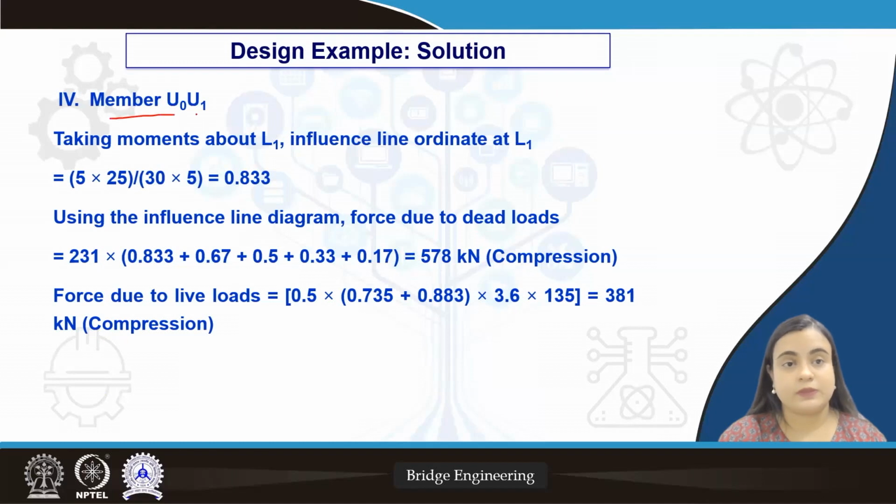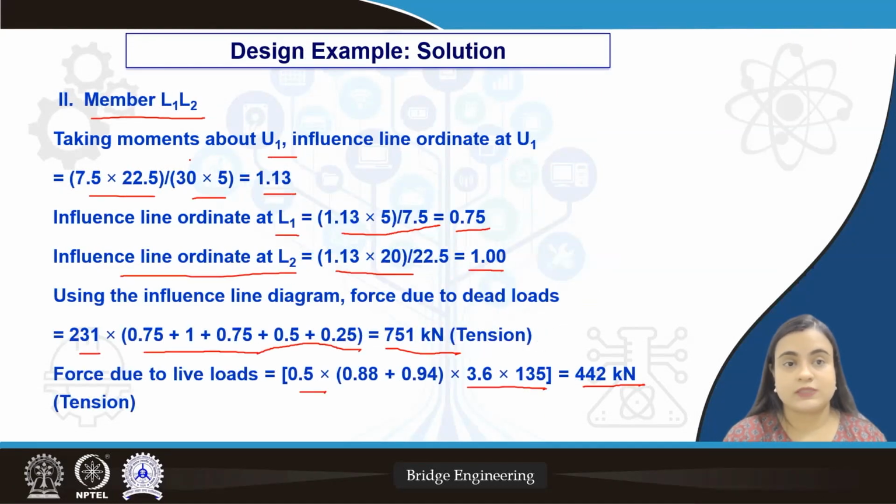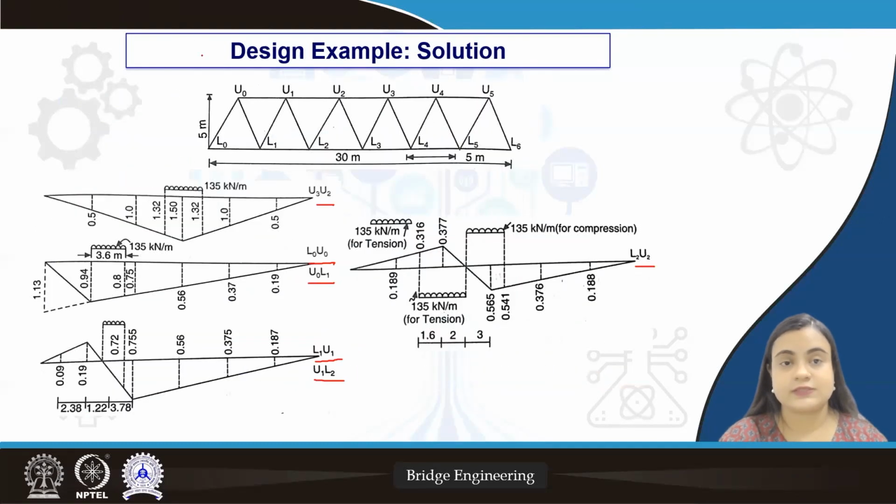Next member is member U0 U1. Now U0 U1, as we can see in the drawing, is the first member in the top chord. We have done the load calculation for L0 L1, L1 L2 and L2 L3. Because the truss is symmetric, we can proceed with the load calculation of the half truss.